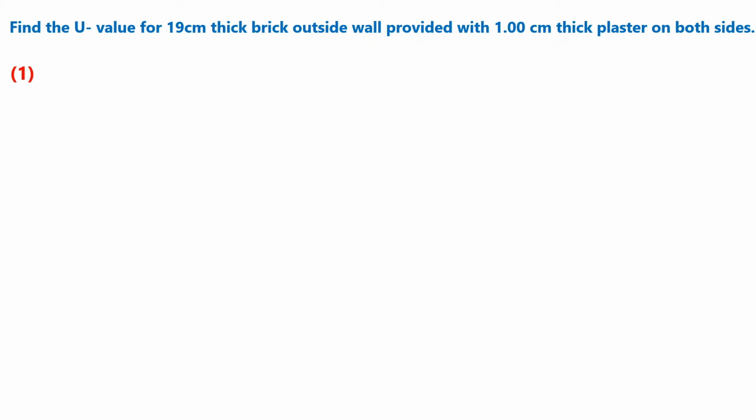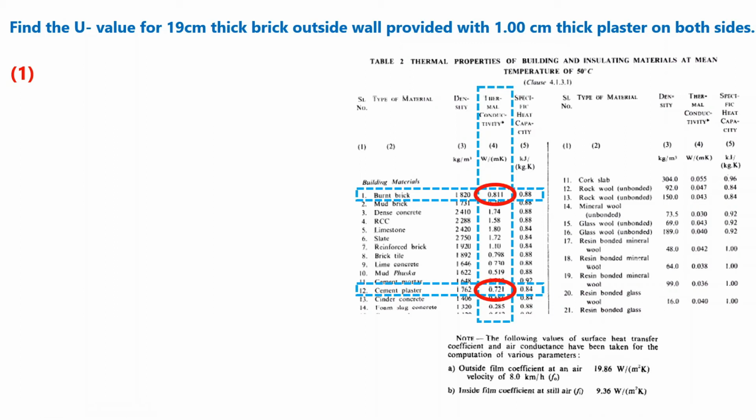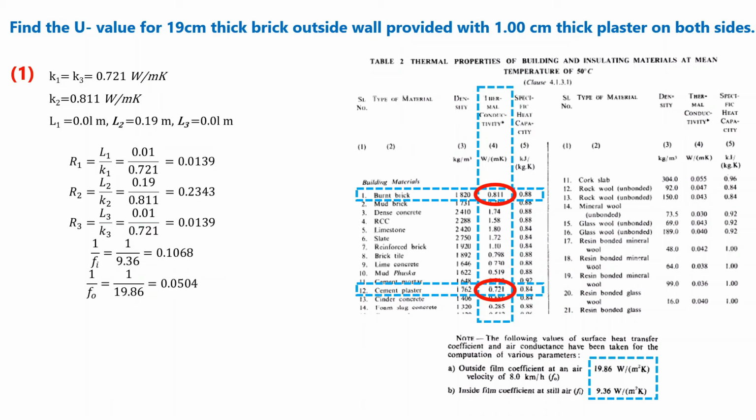The first step is to find out the thermal resistance of each of the materials. So from the table which was shown in the previous slide, we have to find out the thermal conductivity of burnt brick as well as cement plaster. For burnt brick it is 0.811 and for the cement plaster it is 0.721. And the heat transfer coefficients are given below. So we have found out the interior.